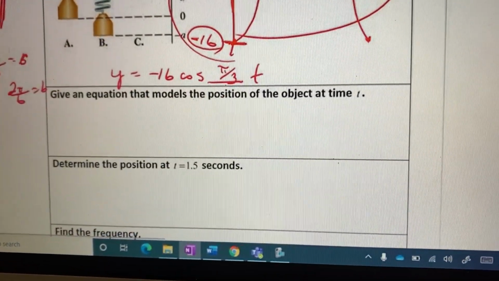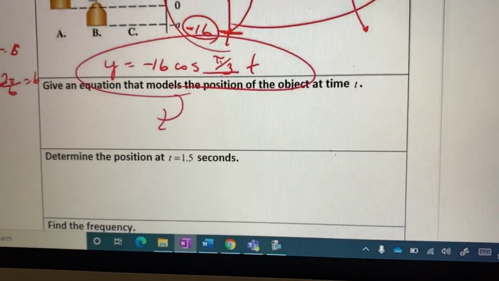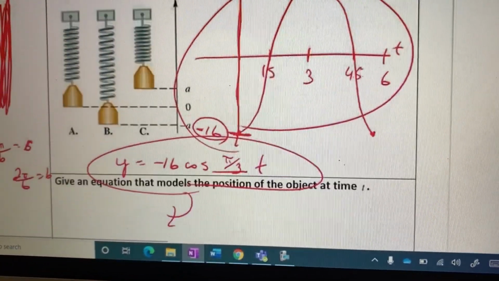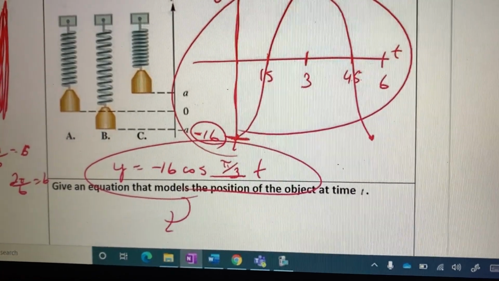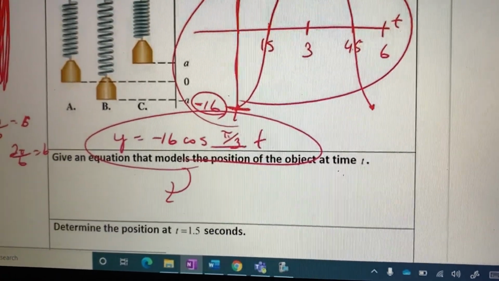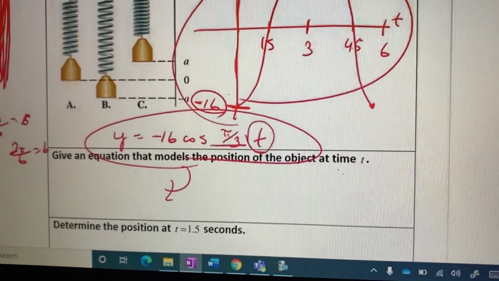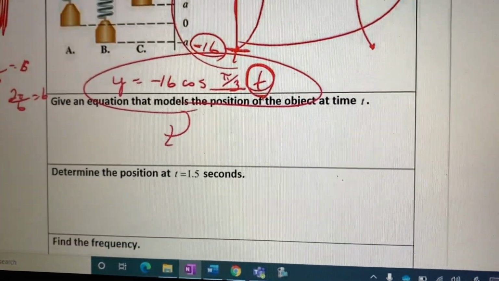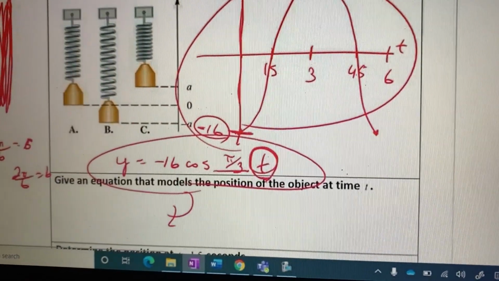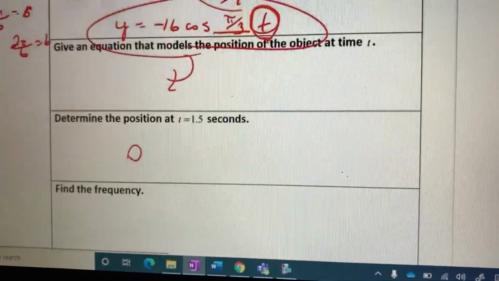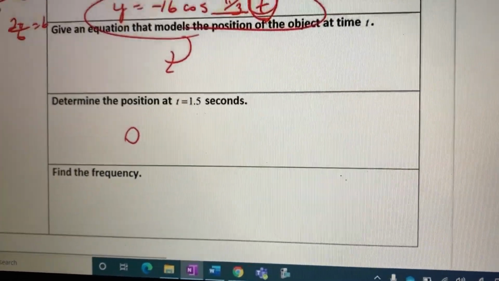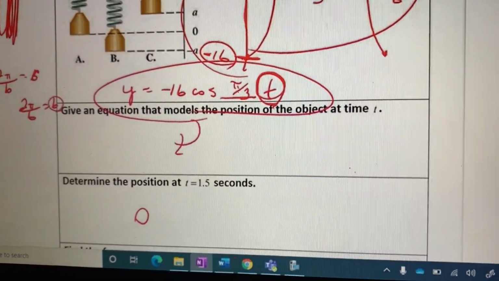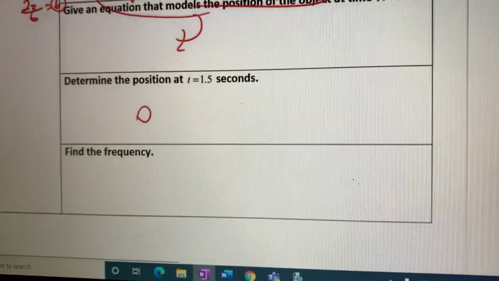Okay, so that's our equation for that second part. Now I'm going to determine the position after 1.5 seconds. So I've shown you in the graph, but you can also do this on your calculator. What we would do is put in 1.5 for t and type that in our calculator. And if you're doing it correctly, you should get 0, because look at the graph. Our y value is 0 at 1.5. So just kind of keep that in mind. I would play around on your calculator.